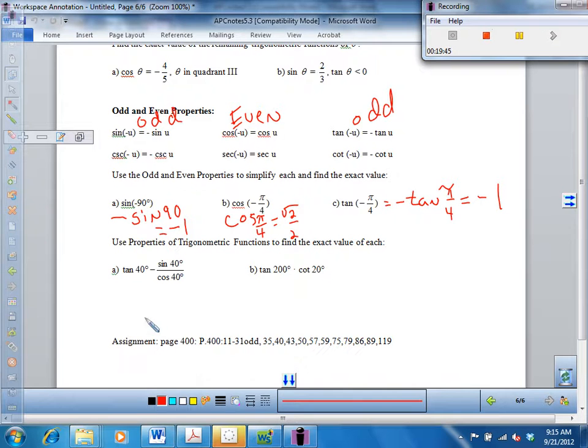See, I'm not even looking at my unit circle because I have memorized it. I've done it a lot for years and years and years. But it's really nice to have that in your head so you don't have to figure it out every single time.